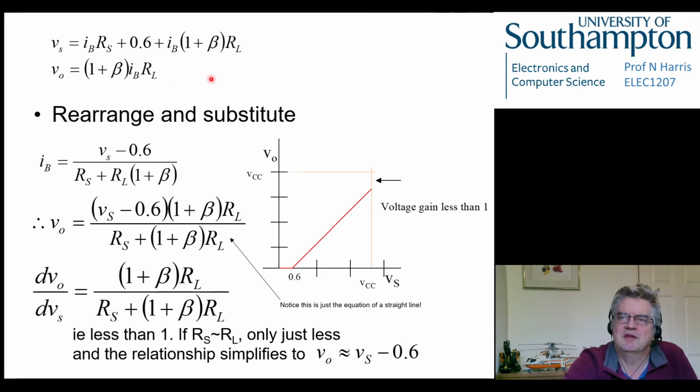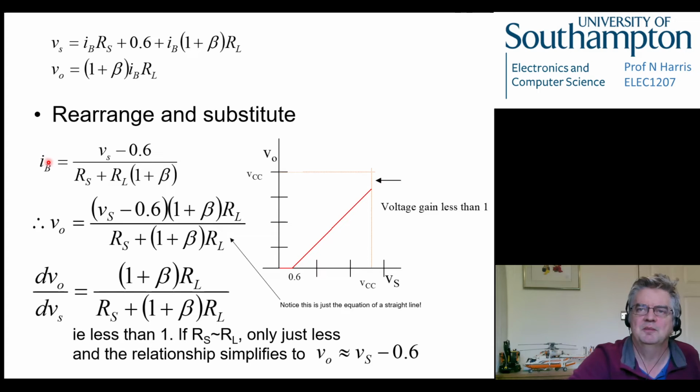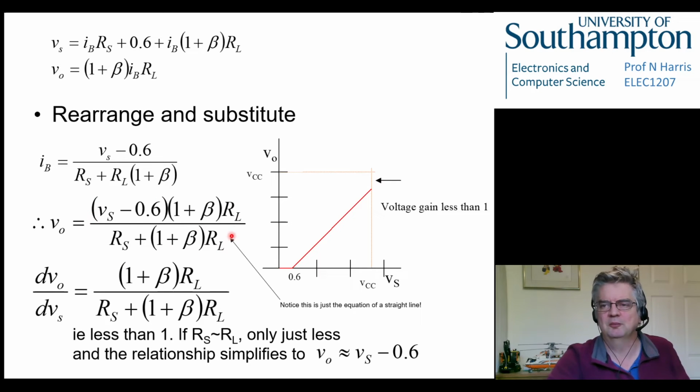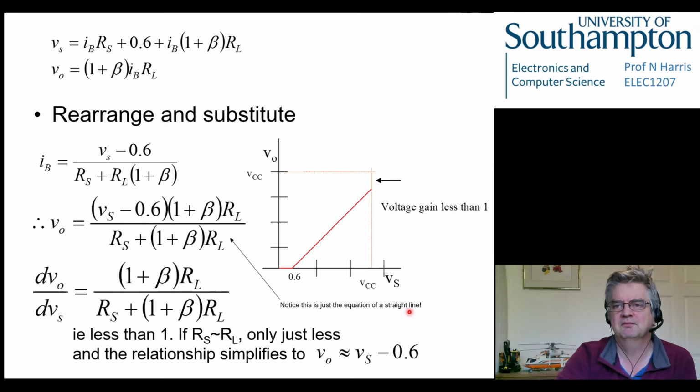If you want the detail of that, we just rearrange this to get IB as the subject of it, and if you do that, IB becomes Vs minus 0.6, so we've moved our 0.6 over here, and then we'll divide through with what's left to give us Rs plus RL (1 plus beta), so that's our value of IB. Substitute that for IB in here, and it gives us this, which is starting to look a bit complicated, but notice that this is just the equation of a straight line. We've got some coefficient of Vs if we multiply this out, and then some constant factor.